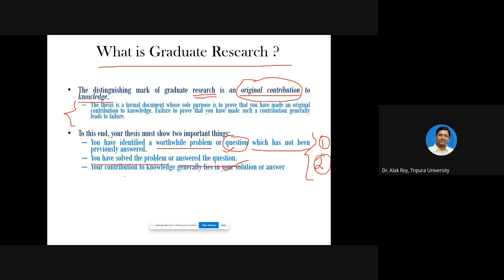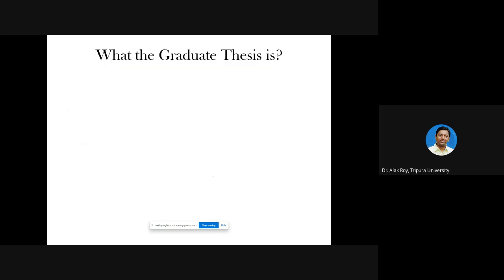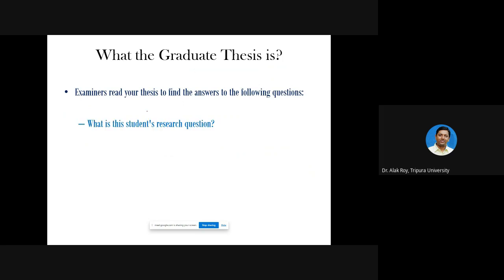Your contribution to knowledge generally lies in your solution or answer, okay. So whenever we are saying some contribution, it means the contribution to knowledge that lies in the solution. So what is a graduate thesis?